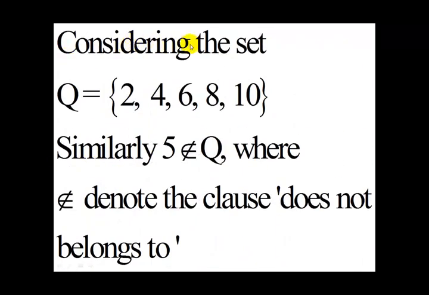Now, when we consider the same set Q, the elements are 2, 4, 6, 8, and 10. So we can see that 5 does not belong to Q. This symbol is used to denote the clause does not belong to. So we say 5 does not belong to Q, because 5 is not one of the elements of the set Q.